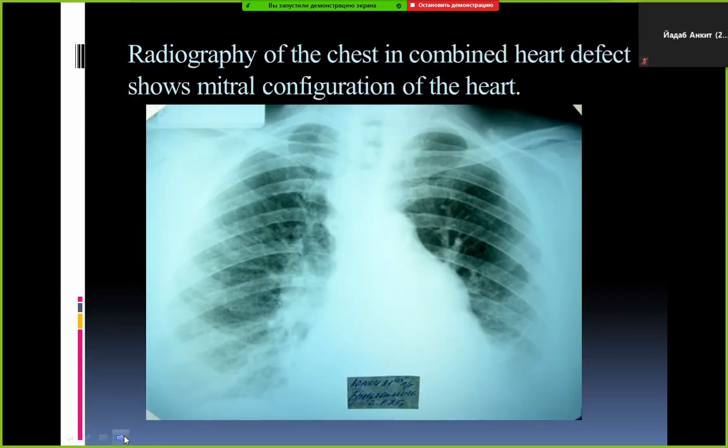X-ray of the chest of a patient with combined heart defect, the combination of coexisting mitral stenosis and mitral incompetence. So we see the enlargement of the heart shadow with enlargement of the left ventricle arch upwards and to the left, and shifting of the arch of the left ventricle also to the left, and symptoms of pulmonary congestion.